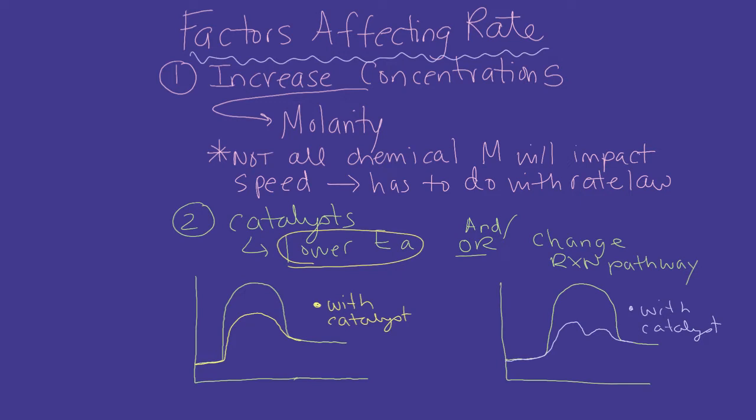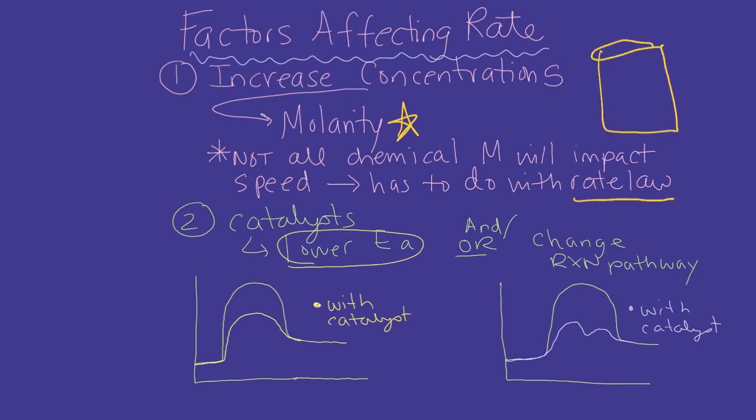Okay, so here are our first two of the six factors which affect the rate of a reaction. The first one we're going to spend a considerable amount of time talking on because it relates to something called rate law, which is kind of an interesting concept. So basically, if you increase the concentration, meaning molarity, of a solution, then you will increase the rate of the reaction.